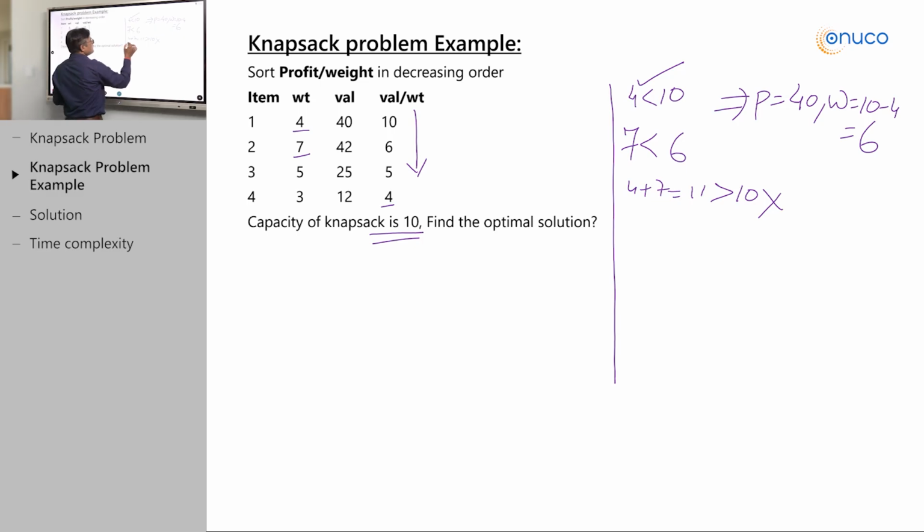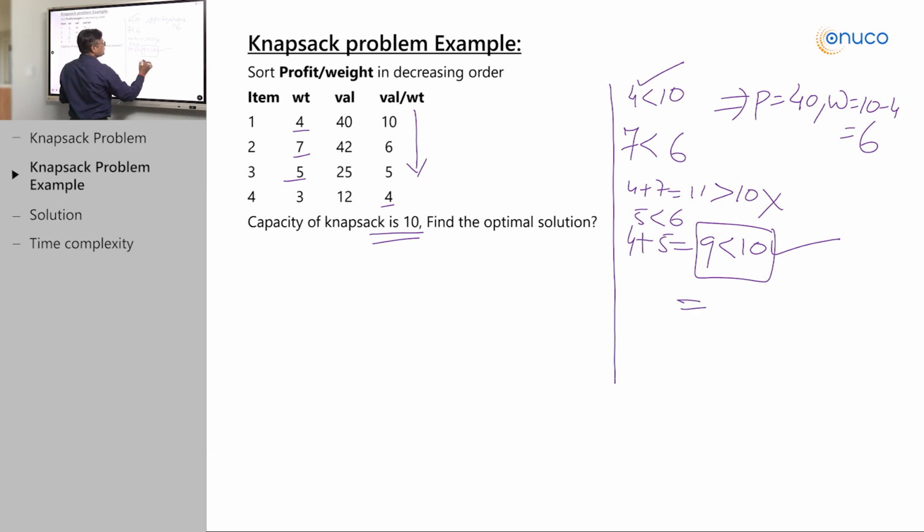Okay. As per dynamic programming, we have to select the whole elements. Hence, we are not going to select this item. 4 plus 7 is 11, hence we are going to reject it, right? In that case, what will happen? We will go to the next item. What is the next item? 5. Is 5 lesser than 6? Yes, right. So 4 plus 5 is 9, so we select this 5. Is 9 lesser than 10? Yes, the condition is true.